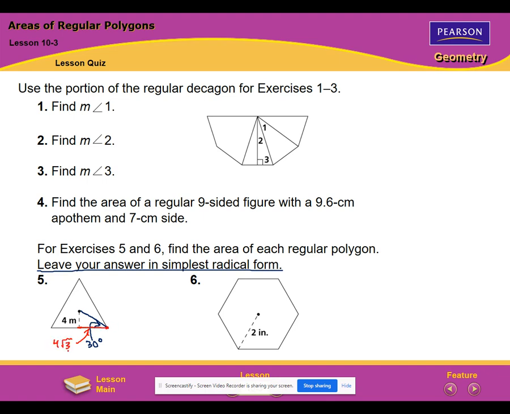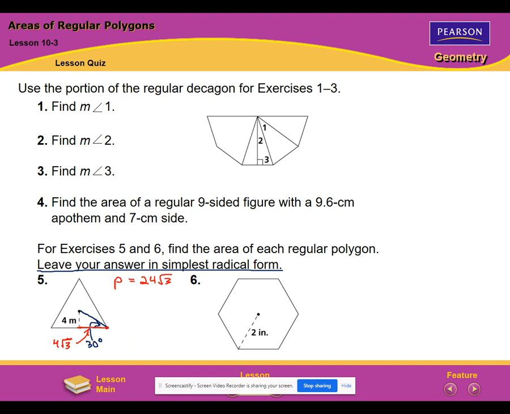I reviewed special right triangles in a previous video. If you need to look at those again, do that before you try the homework. That length would be 4 root 3, okay? Now, if that length is 4 root 3, this length also would be 4 root 3, which means the side length would be 8 root 3. And if the side length is 8 root 3 and there's 3 sides, that means the perimeter would be 24 root 3.